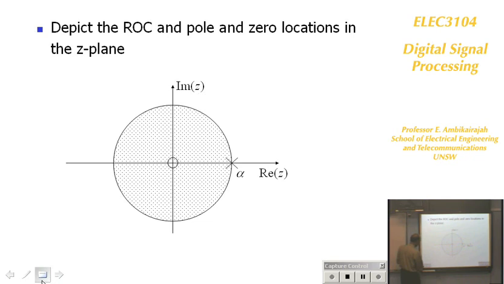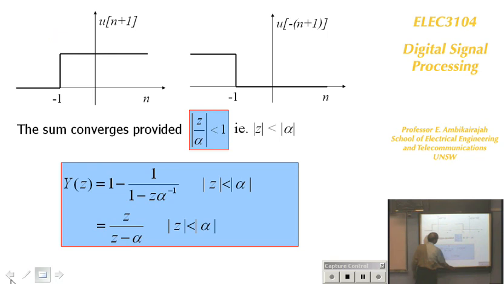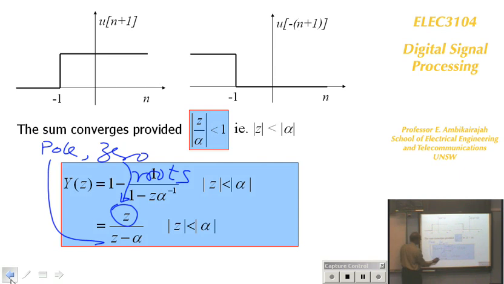And for that particular diagram, I don't know whether you understand what's a pole and a zero. You've done it. Pole and zero. Zero means the roots of the numerator. Pole means roots of the denominator. How do you get the root? You make that equal zero. That's the root. Here you make z minus alpha equals zero, then z equals alpha.